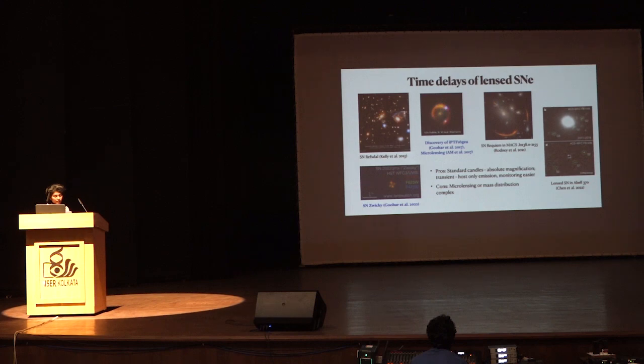Of course, if you also have these lensed supernovae which are lensed by a more massive galaxy cluster rather than individual galaxies, then they are less affected by these microlensing effects, but the mass distribution tends to be much more complex in galaxy clusters, which again makes it less appealing.